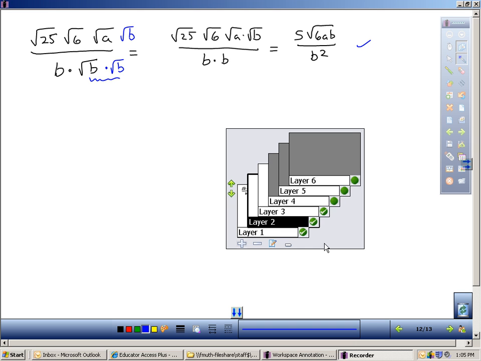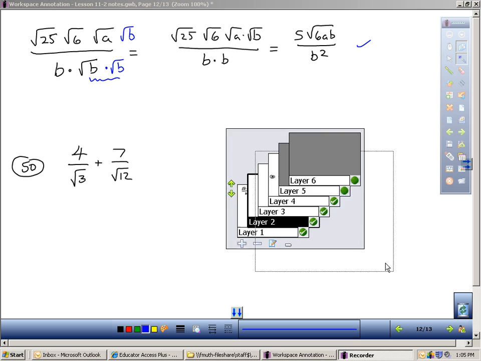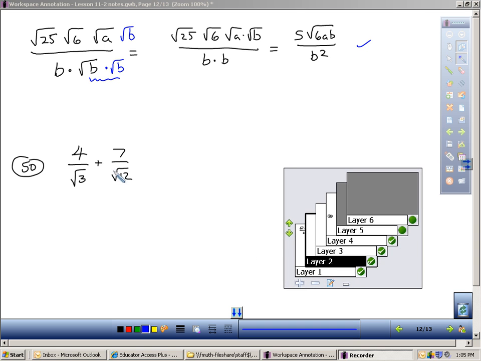I just simplified that. In number 50, I want to add these fractions. I cannot add fractions that do not have a common denominator. So the first thing is to get a common denominator. Well, when I look at the square root of 12, this is not in simplest form. So I'm going to put the square root of 12 in simplest form to start.